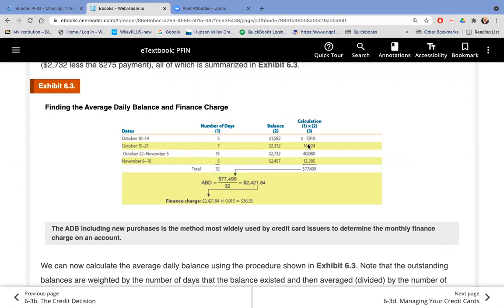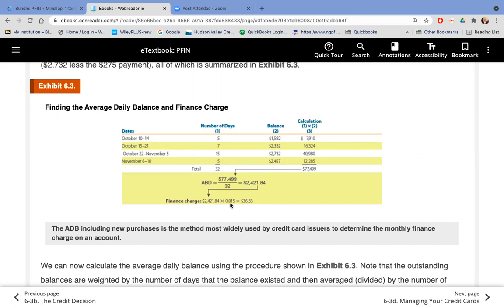So they basically multiply these across, add them up, and then divide by the number of days in the month to calculate what they call an average daily balance. It's your average daily balance that the interest rate applies to, okay? And so getting those balances down as quickly as possible lowers your average daily balance and thus lowers the amount of interest you pay on something like a credit card.